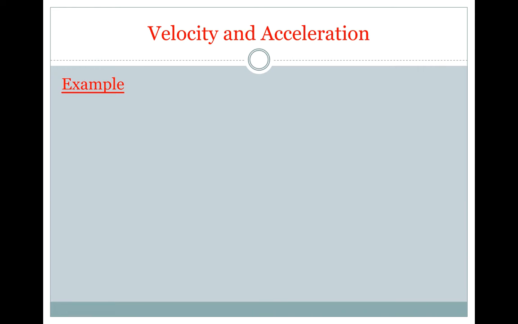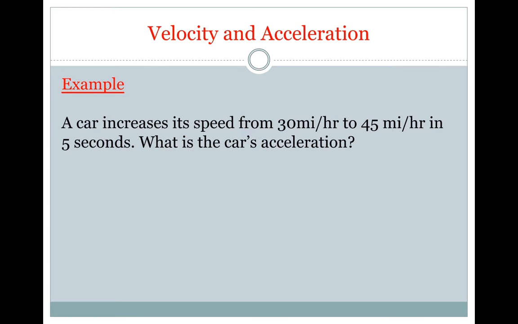And here's an example. I want you to write all of it down, everything, even this question. So a car increases its speed from 30 miles per hour to 45 miles per hour in 5 seconds. What is the car's acceleration? So remember, miles per hour. Okay, I want you to write it like this, please. Write down this whole question. And the first thing we're going to do, just like the 4-step method, we're going to circle what we know.